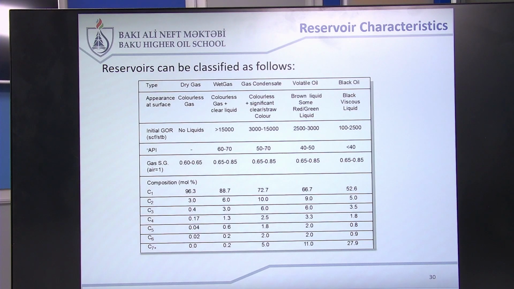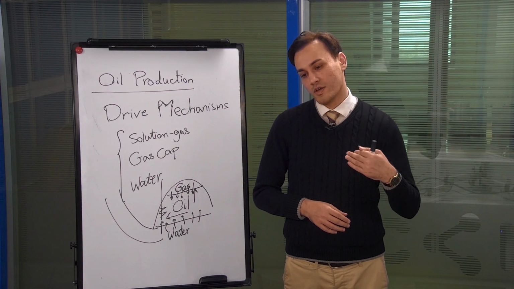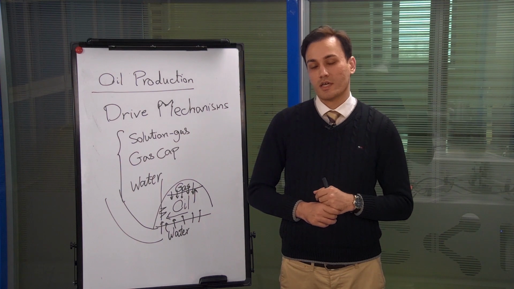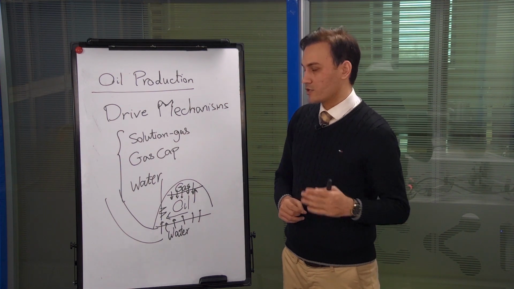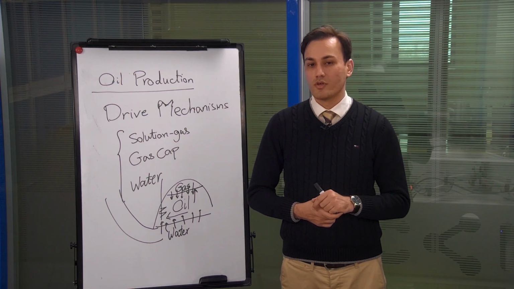Finally, I want to show you different types of reservoir. Generally, reservoirs are classified as gas and oil reservoirs. For the case of gas reservoirs, we have dry gas, wet gas, and condensate or retrograde condensate. And for the case of oil, we have volatile oil and black oil.